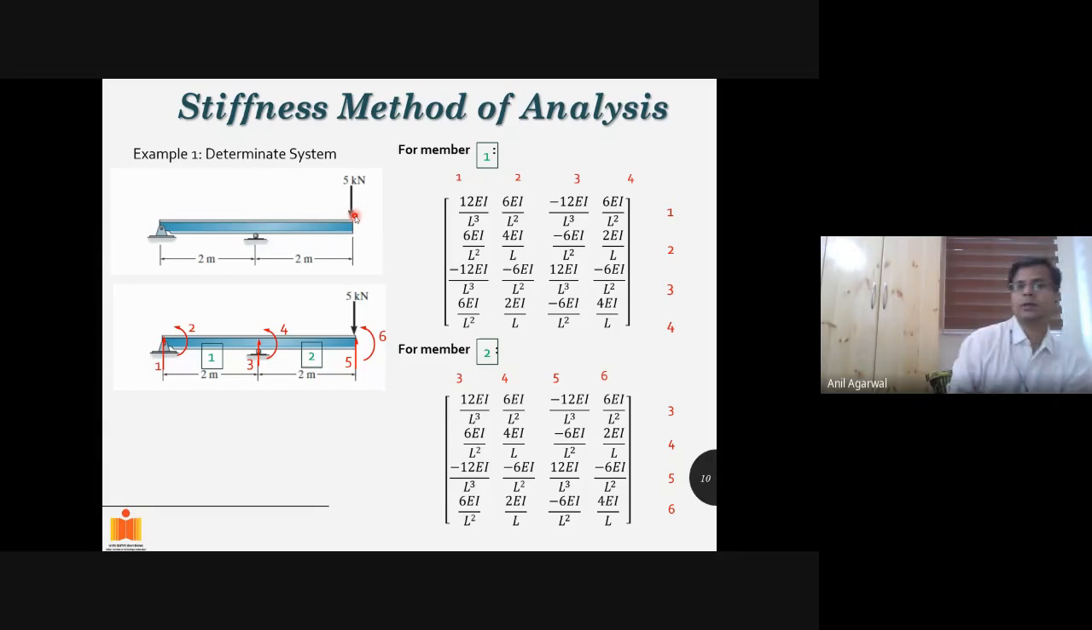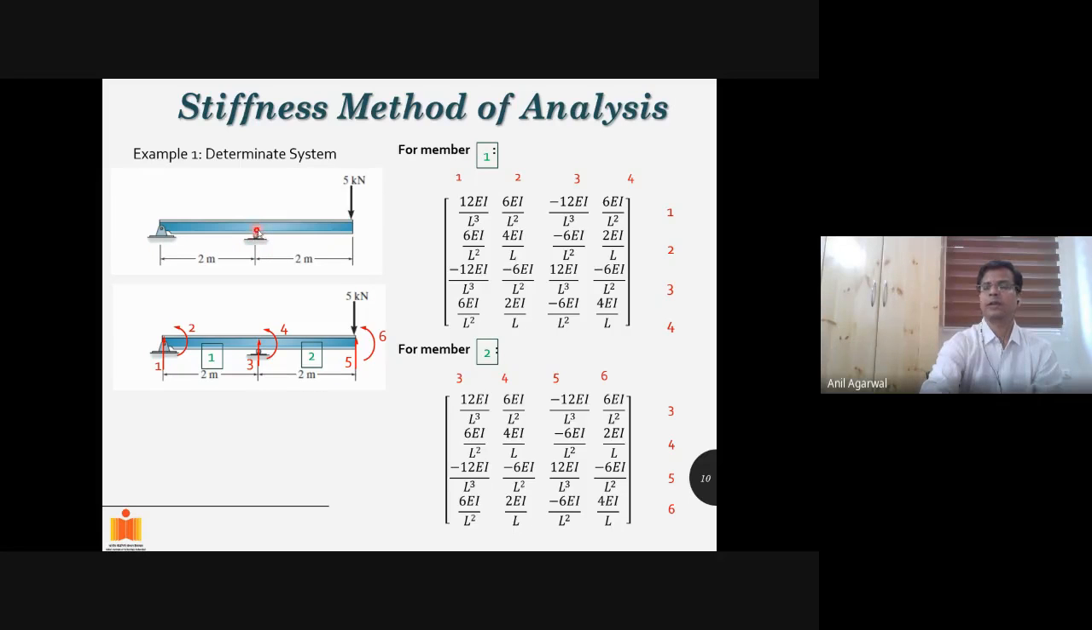If you look closely, you will find that this is a determinate system. A determinate system, as I mentioned, can also be solved using the stiffness method of analysis. You can solve it directly using simple force equilibrium equations, but we will try to use the stiffness method. For the stiffness method, it is an obvious choice to break this member into 2 parts, one part here and the other part here.